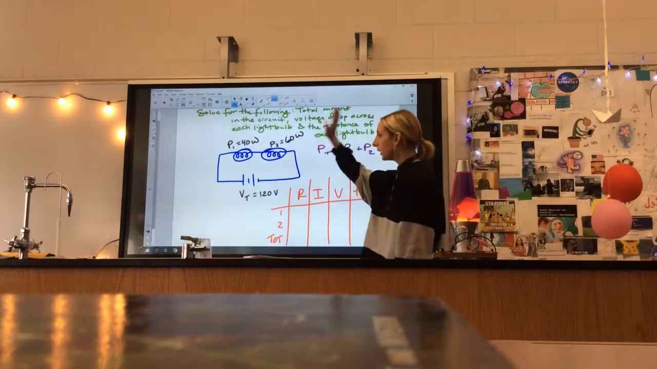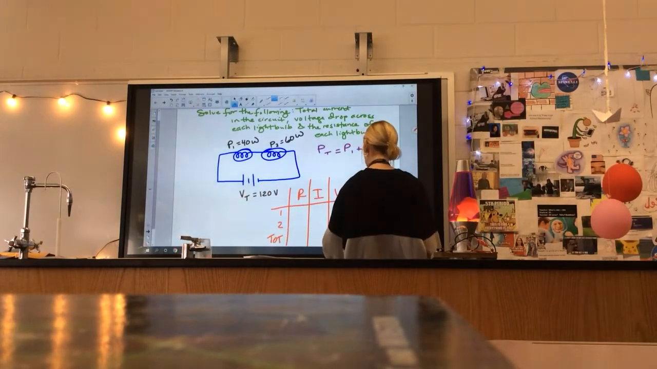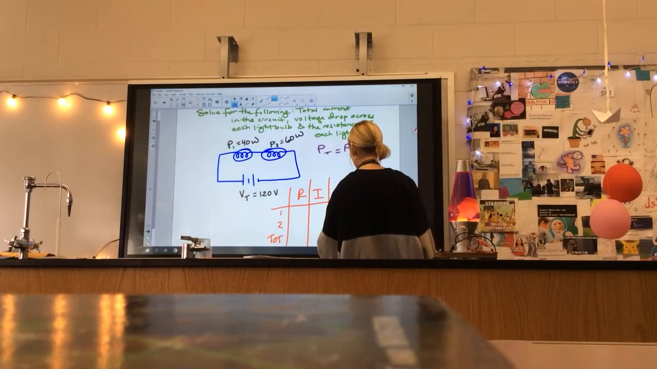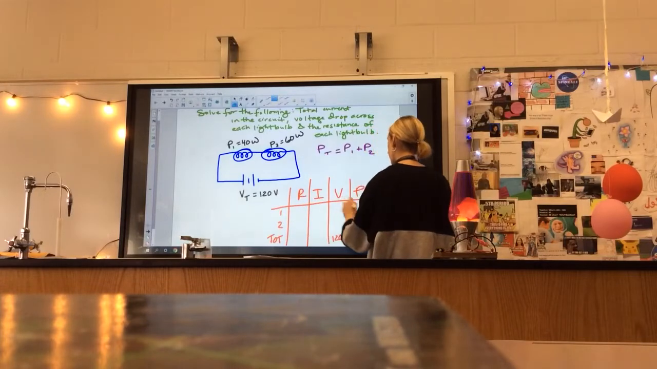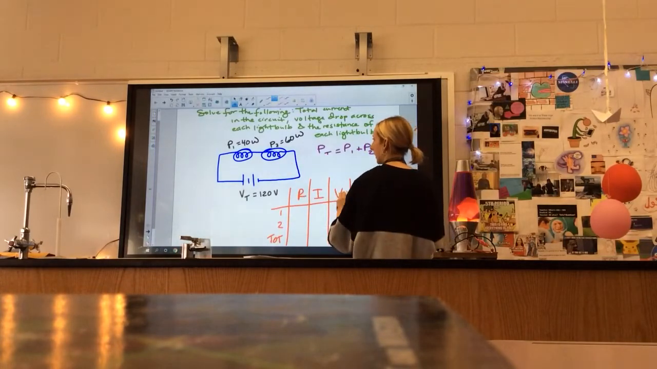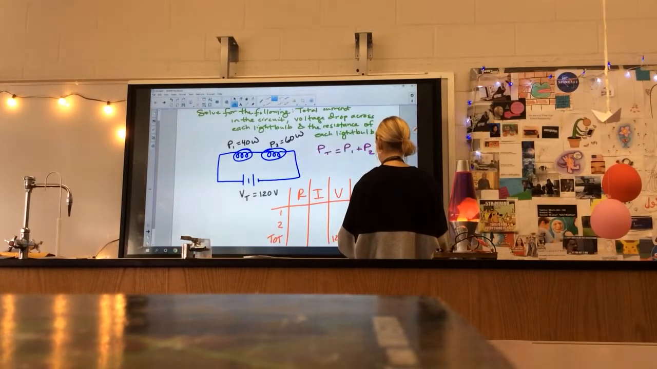Alright, this is plugged into the wall, so we have 120 volts, so I'm going to put that in because it's known information. There's other known information. One of them is that power for lamp 1 is 40 watts. Power for lamp 2 is 60 watts.